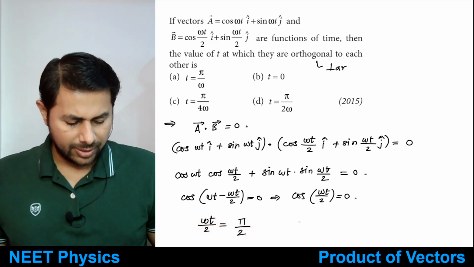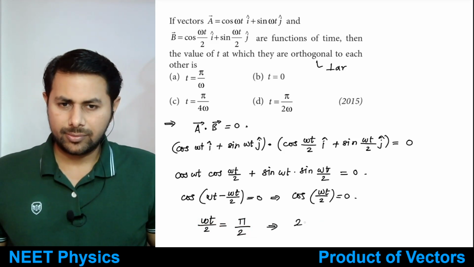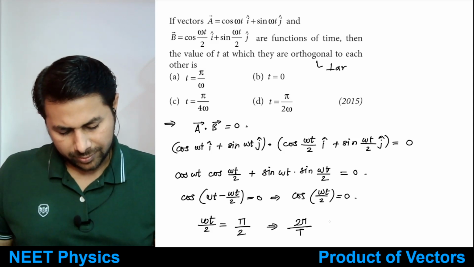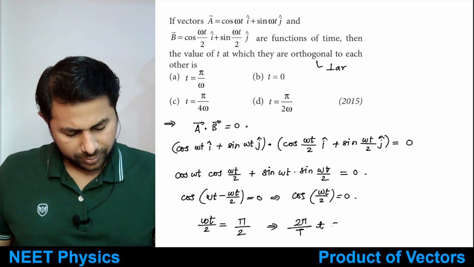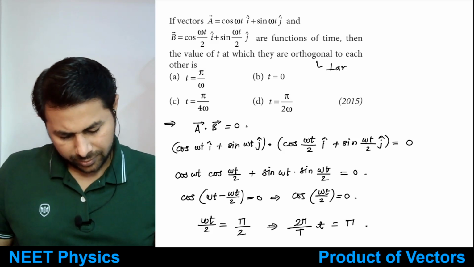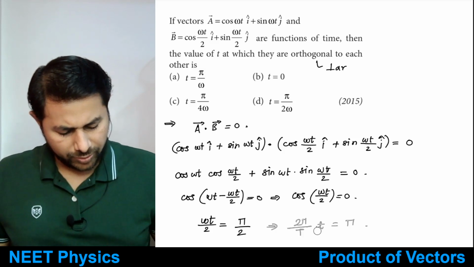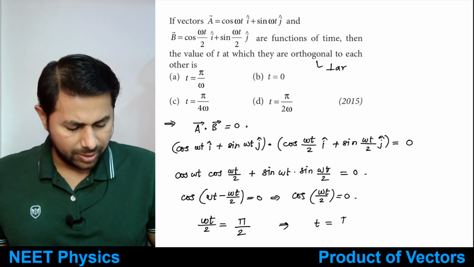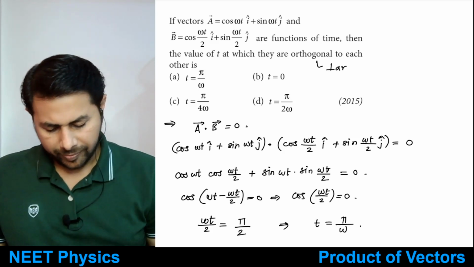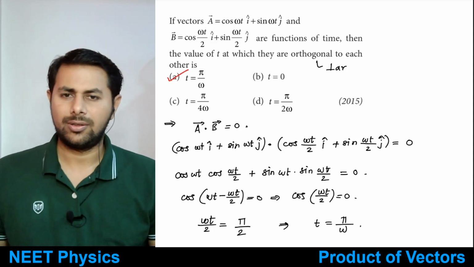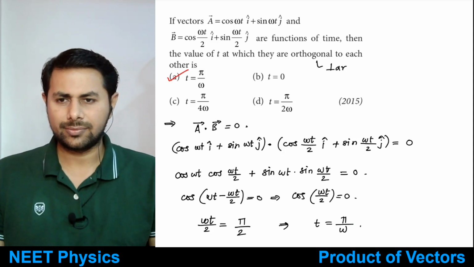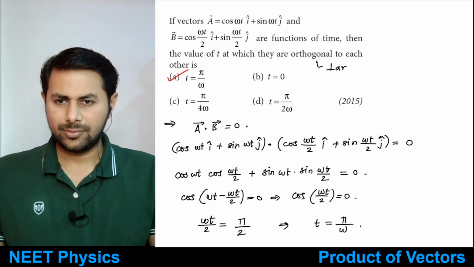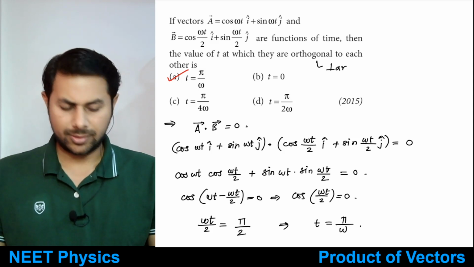So what is omega? Omega is 2 pi by capital T, right? So 2 pi by capital T is equal to pi. Oh, we don't want it in terms of capital T. So omega t is pi, which means t is equal to pi by omega. So this is the answer. It's option A, right? This is clear. Okay, and this is simple.